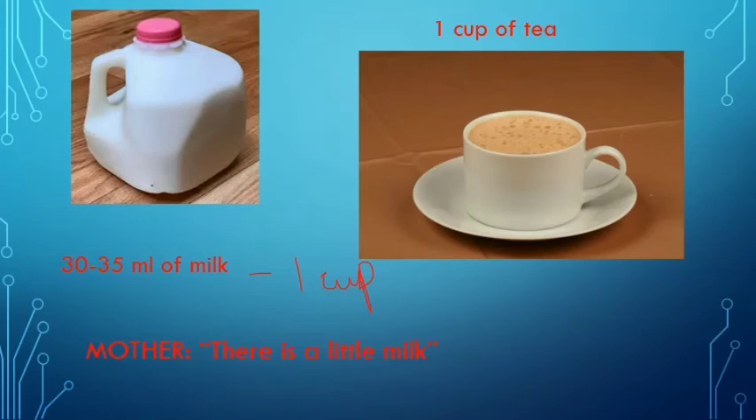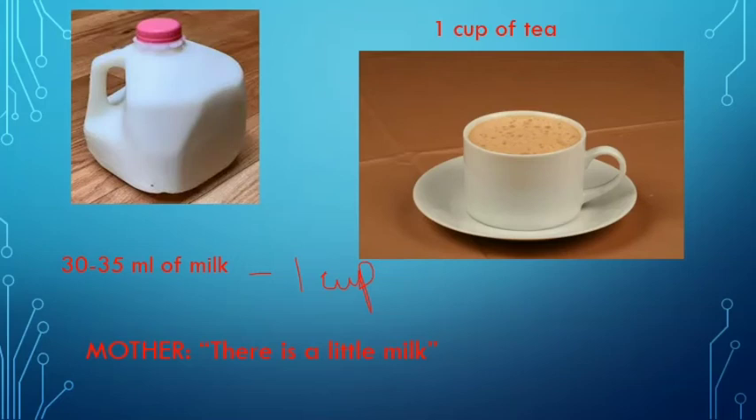So what it means here, some milk is there, but this is not sufficient to make the cups of tea. It means some but less amount. So already we discussed, a little is used when we have some but it is less. So 30 to 35 ml of milk is some, but it is less for making 3 cups of tea. So in that situation, what can we say? Can anyone guess the answer?